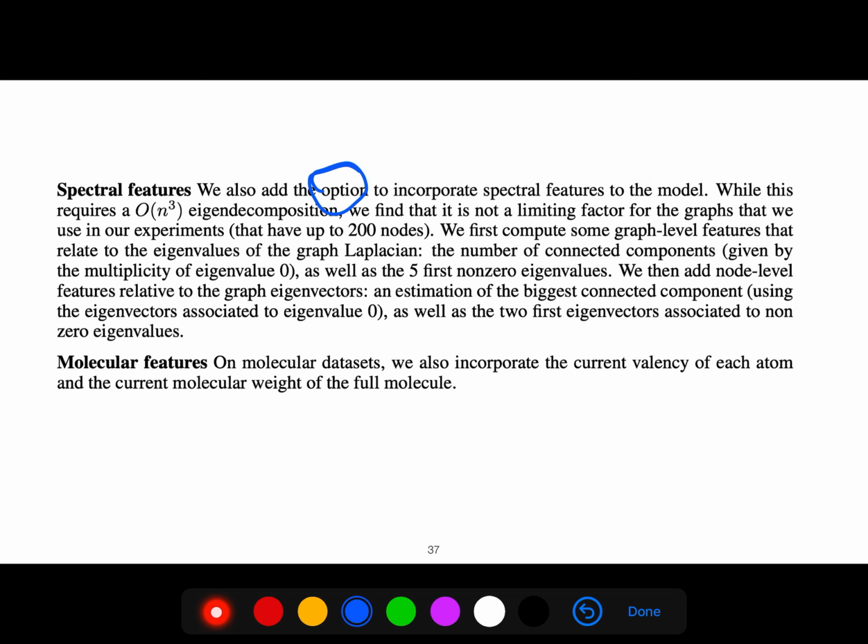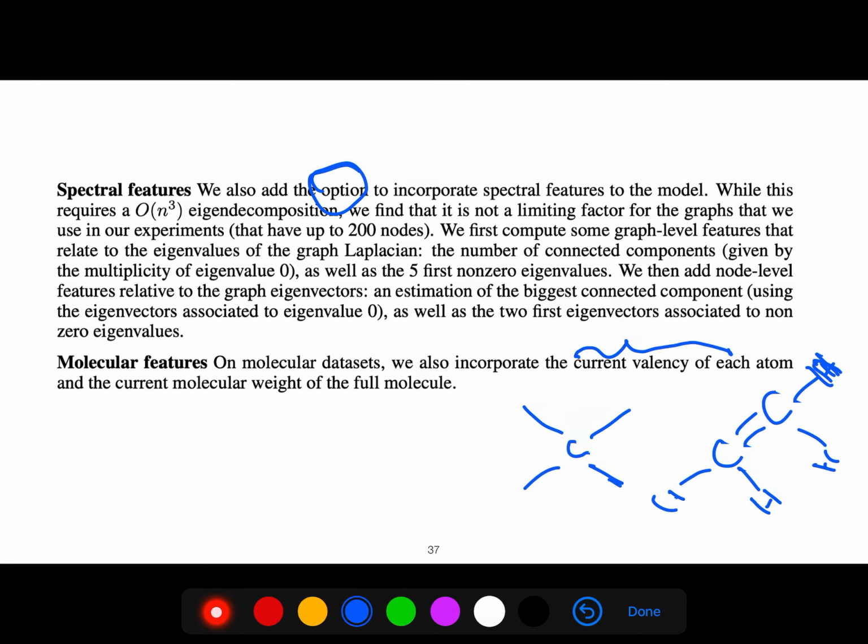We also incorporate the current valency of each atom. For example, carbon has a valence of 4. It means that 4 atoms can be connected. For example, CC, 2, so we have 2 more, HH. I've learned some chemistry in order to appreciate these things. For example, N is 3, H is 1. So this looks like a stable molecule.